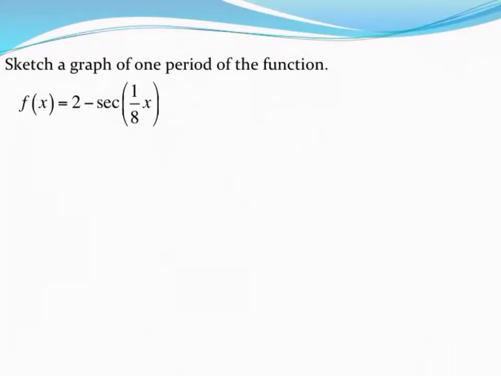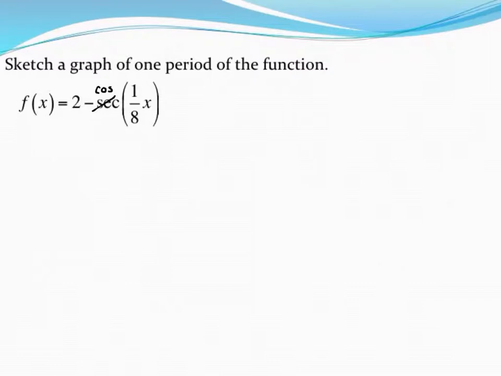If you've watched my other videos about graphing one period of a secant or cosecant function, there should be really no surprises in this one. So here's another secant one, just a little more complicated this time. I'm going to begin by just considering the graph of the reciprocal function. So I'm going to find the graph of 2 minus the cosine of 1/8 times x.